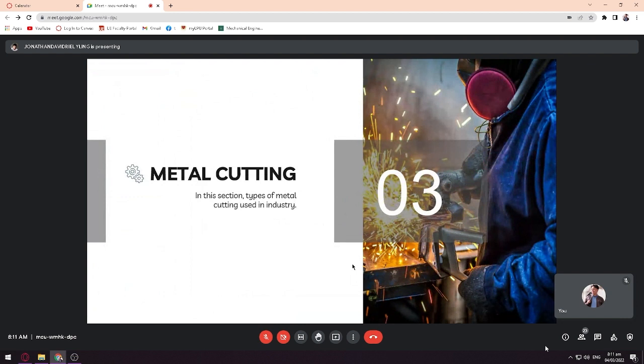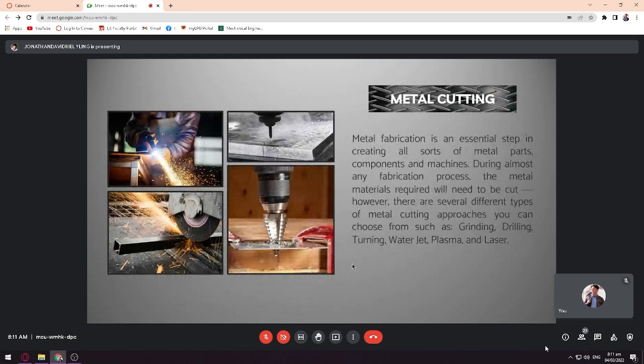I'm Zoren Arcilla and I will be reporting the third and fourth chapters, the metal cutting and metallurgy. First, metal cutting. Metal fabrication is an essential step in creating all sorts of metal parts, components, and machines. During almost any fabrication process, the metal materials required will need to be cut. However, there are several different types of metal cutting approaches you can choose from, such as grinding, drilling, turning, water jet, plasma, and laser.